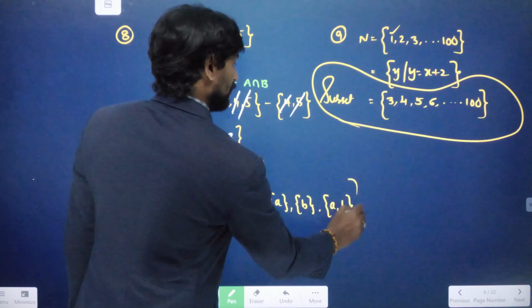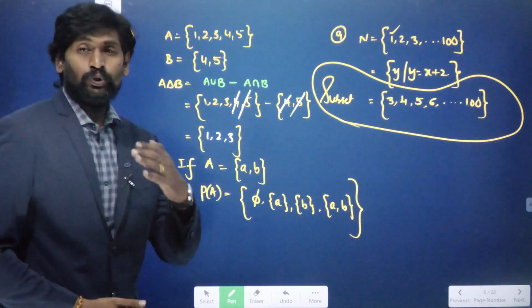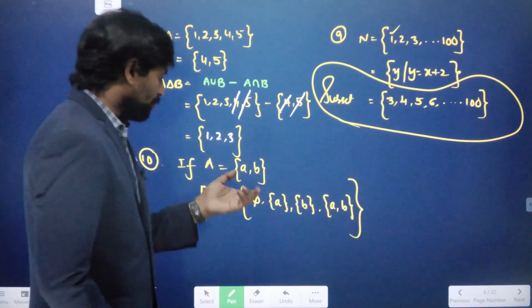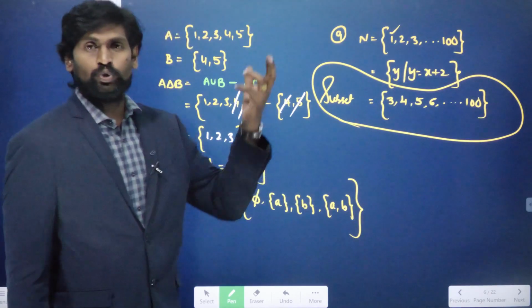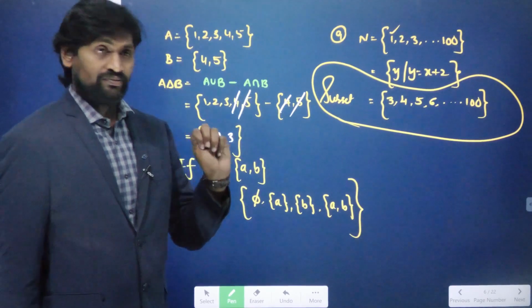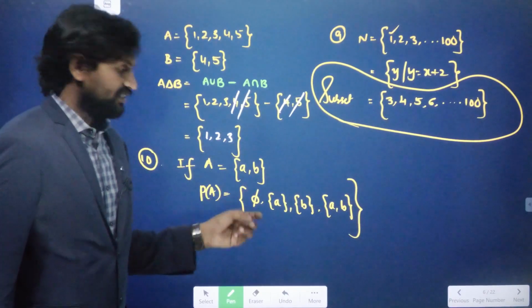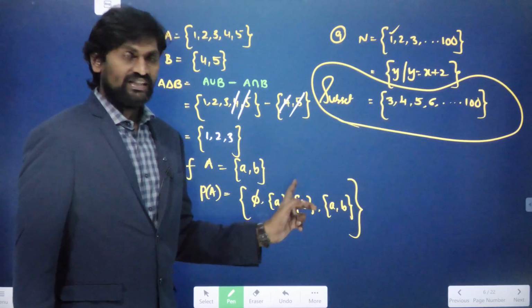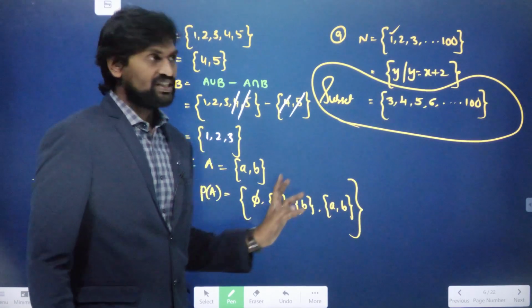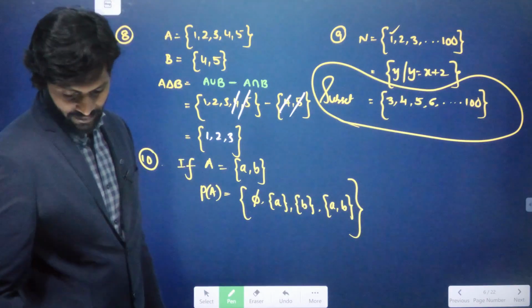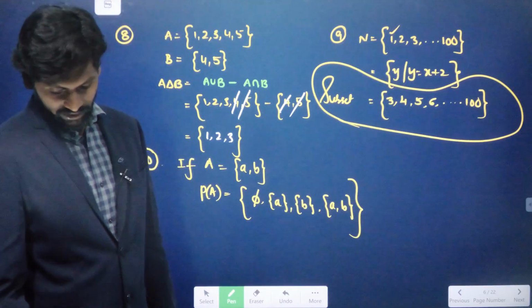So according to the formula, we know 2 power n, where n represents the number of elements in the set. Here, how many elements are there? 2 elements. So 2 squared is 4. 4 elements we are able to write. Among those 4, one is the empty set. So the empty set, set {a}, set {b}, and set {a, b}. These are the elements in the power set of A.